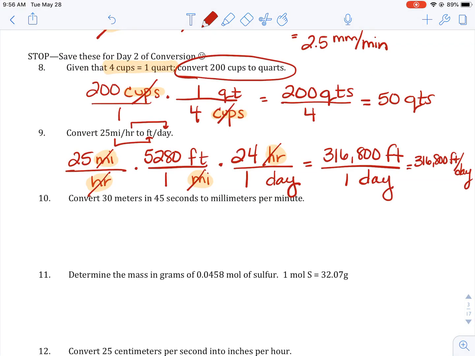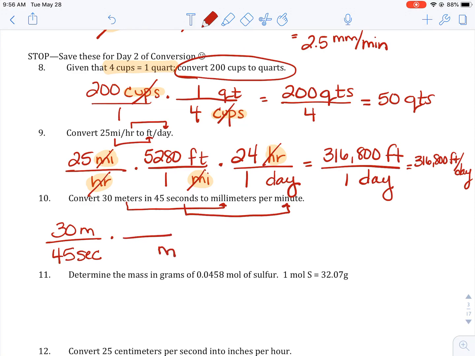All right, number 10. Convert 30 meters in 45 seconds to millimeters per minute. So I'm going meters to millimeters, distance to distance, and seconds to minute, time to time. So 30 meters, 45 seconds. That's my beginning problem. If I start with the distance, I want meters to cancel. It's currently in the numerator, so I'm going to put it in the denominator. And I want to turn it into millimeters. Put the 1 with the larger unit, so 1 millimeter or 1 meter, that'd be 1 meter. And there's 1,000 millimeters in a meter.